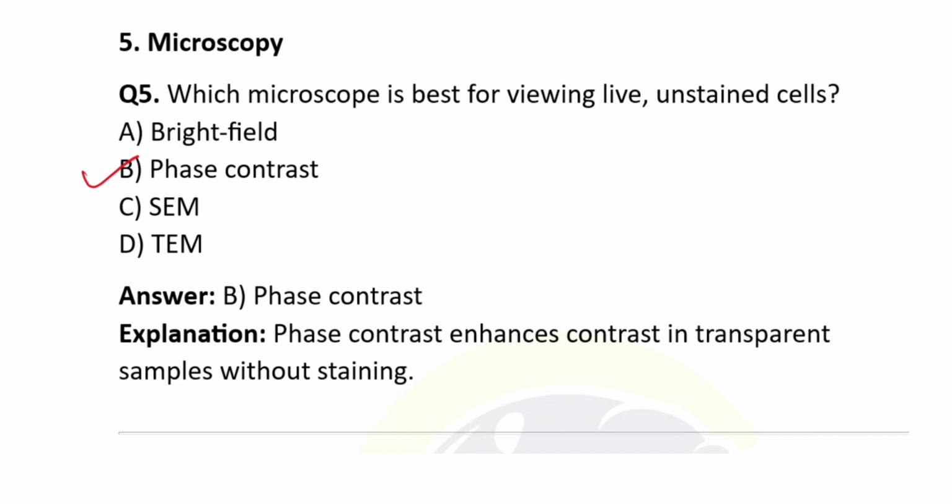So this microscopy is particularly useful in biological research for observing the cellular structure and the dynamic processes in live cell. We don't need to stain the cell. So the right answer is phase contrast microscopy.